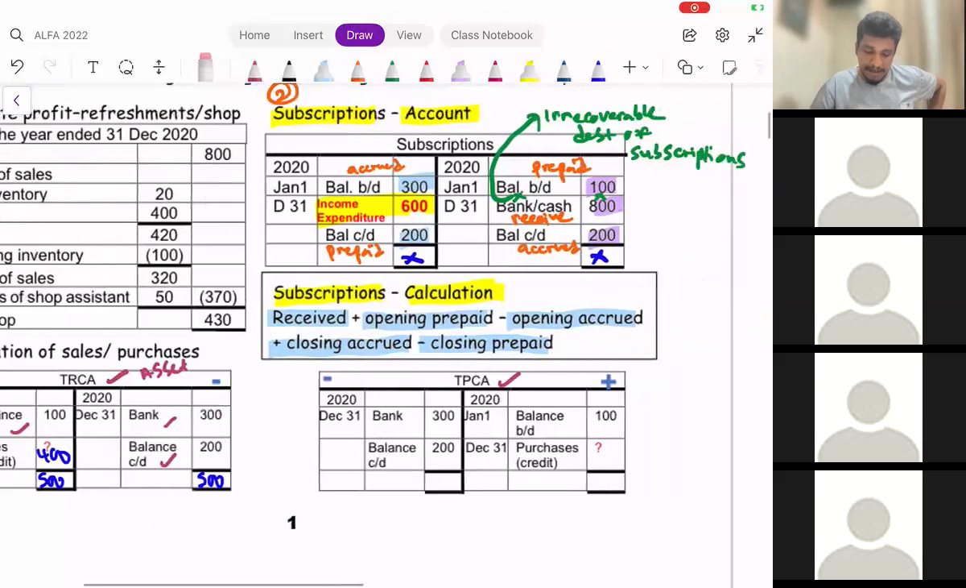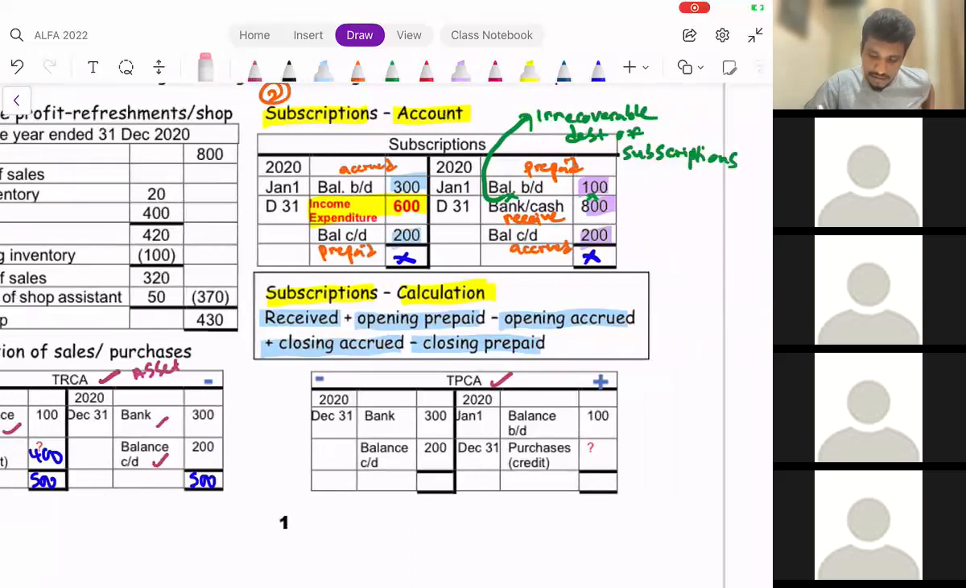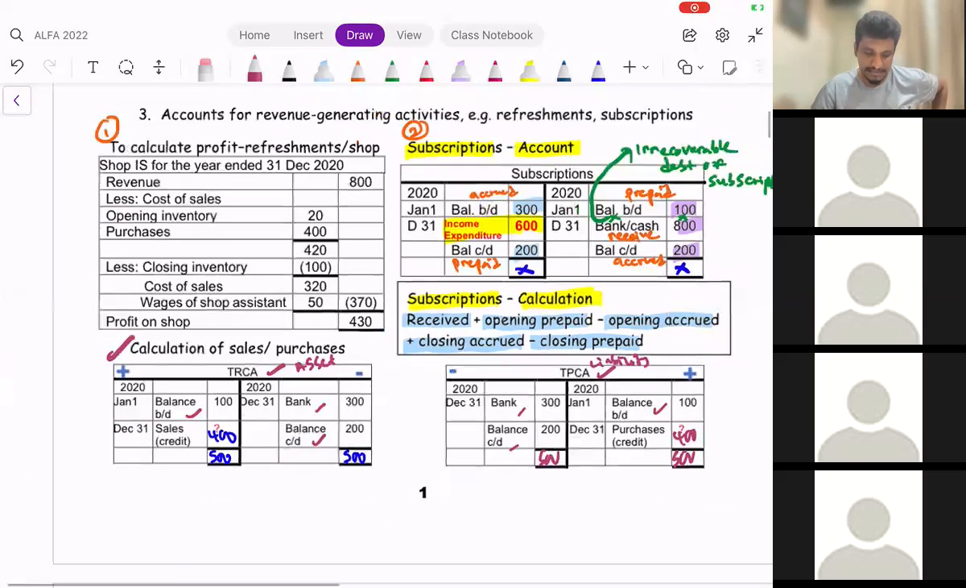Same thing with the trade payable control account. Trade payable control account is your liability. Liability balance b/d will be credit, balance c/d will be debit. How much money we pay, bank will be credit, trade payable control account will be debit. So you balance up, here goes 500. 500 minus 100, you get 400. That's your credit purchases.